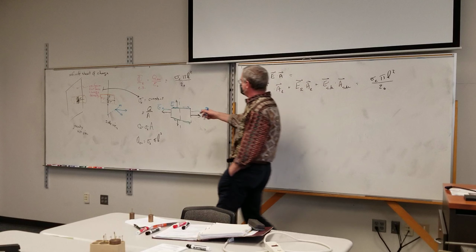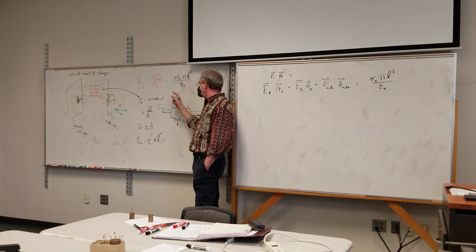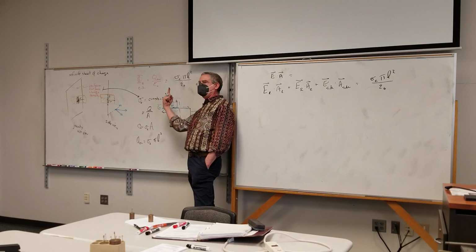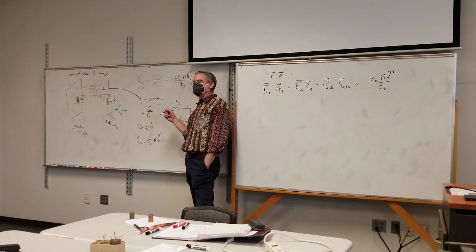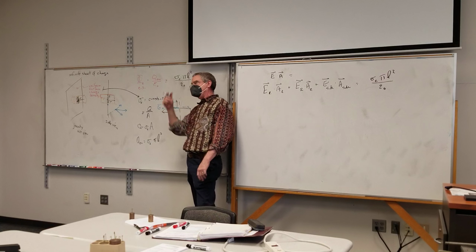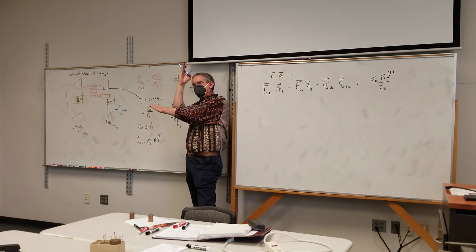So I've got my electric field, let's just take a look at this one first. My electric field is pointing that way, but my area is pointing that way. What is the dot product? Looking at this right here, E side dot A side. What's the dot product if my area is this way and the electric field is that way?